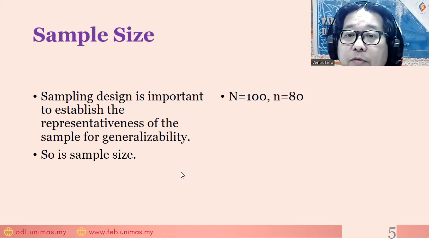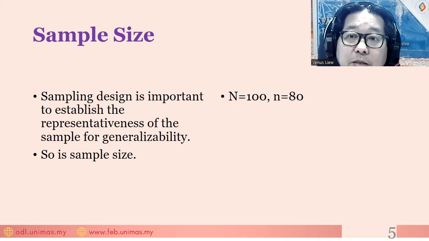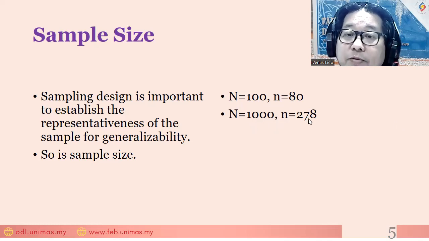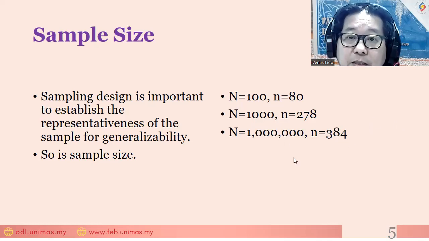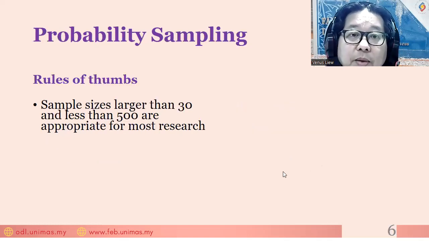For a quick preview, if our population size is 100, then we need at least 80 observations or subjects or respondents as our sample size. When the population size is 1,000, the sample size is 278. For a population size of 1 million, we need to have at least 384 samples. So we can refer to the Sekaran textbook on this matter.